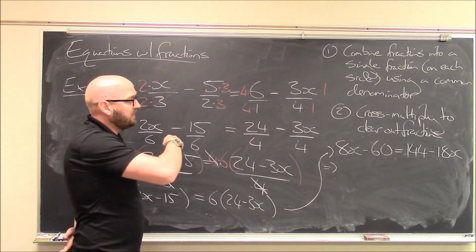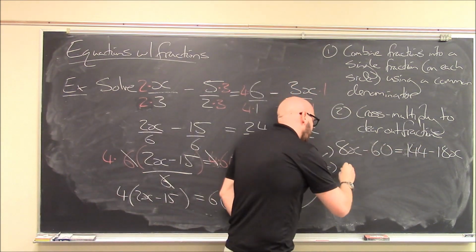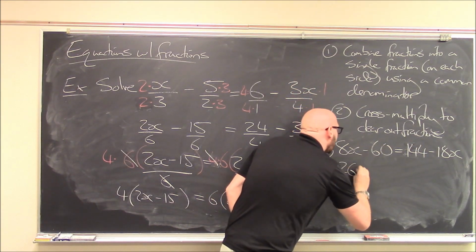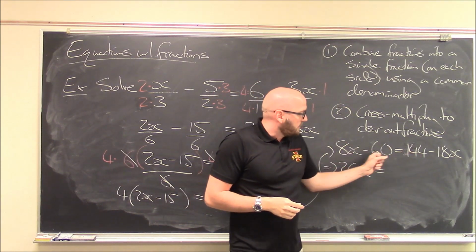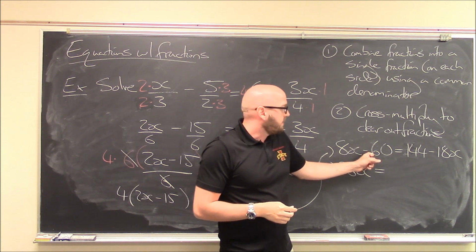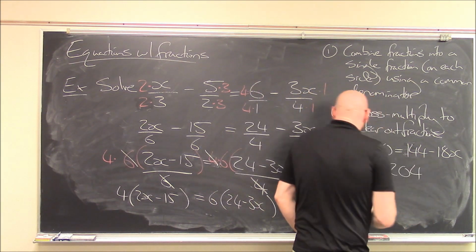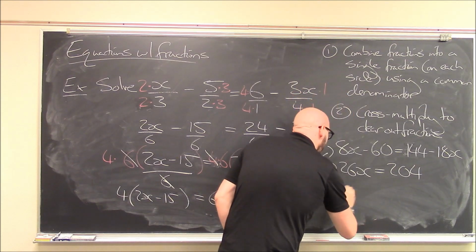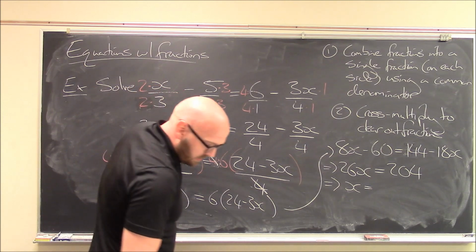All right, we'll group all the x's on the left. We'll add 18x to both sides. 8 plus 18x is 26x. And we'll add 60 to both sides. So adding 60 to the left gives me 0 over here. Adding 60 to this side gives me 204. And that means x is 204 over 26.